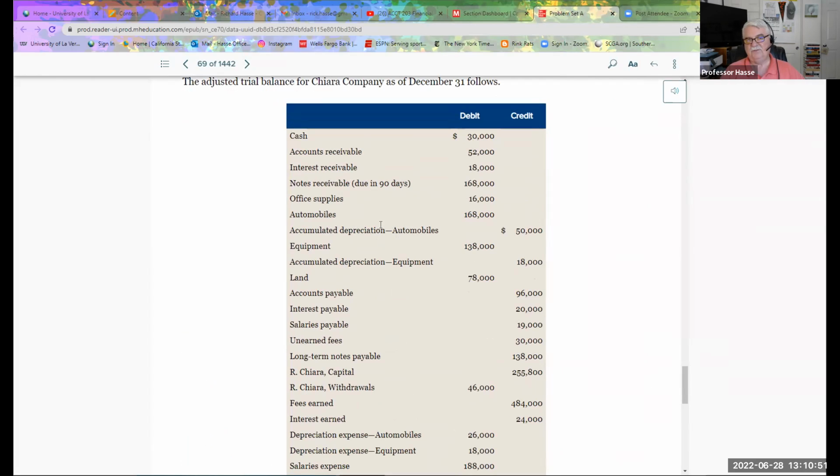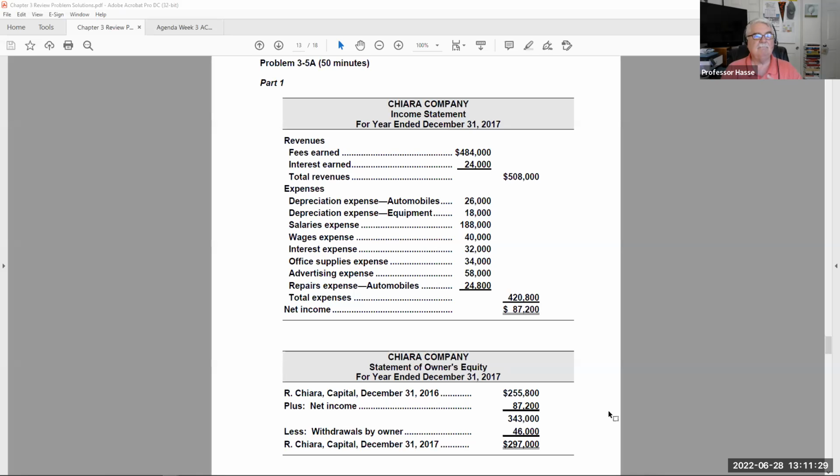And here's what this adjusted trial balance looks like in official financial statements. Okay, here's the income statement. That's the first statement you always should do. And notice there's no balance sheet accounts in this at all. It's just a listing of revenues and a listing of all the expenses from the trial balance.